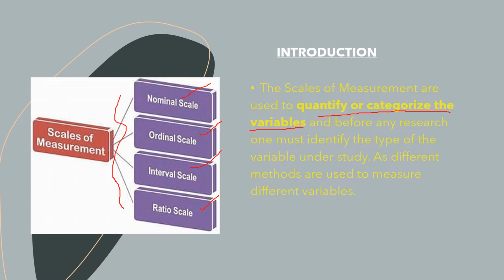And before any research, one must identify the type of the variables under study. Whatever variables we have taken for our research purpose, we need to first identify what kinds of variables we are using for our research. This is the necessary work we need to do. To measure the different variables, we need to use the scales to get the proper result as well. So these are the scales of measurement.